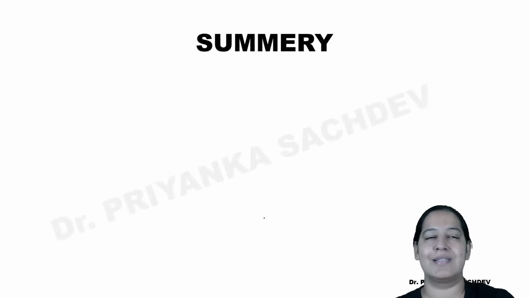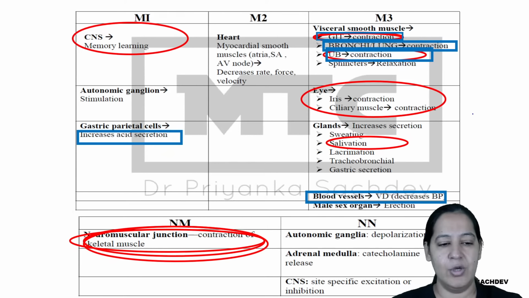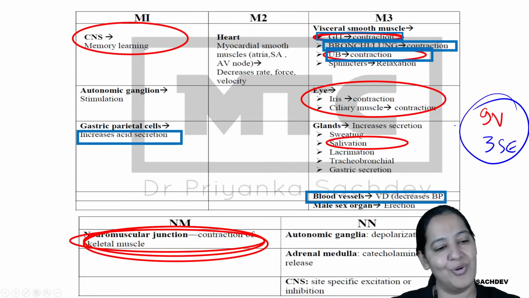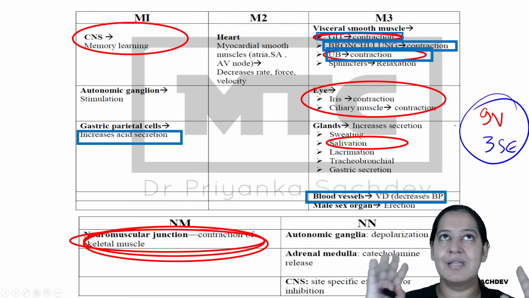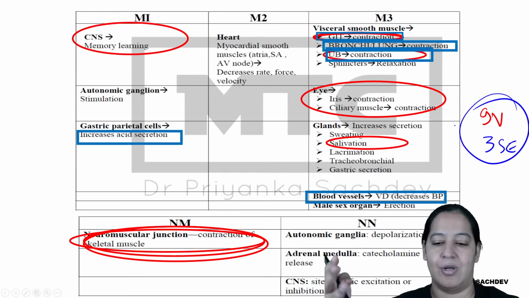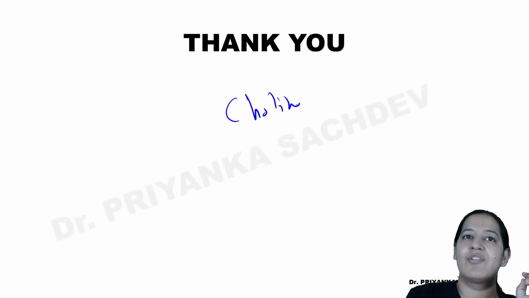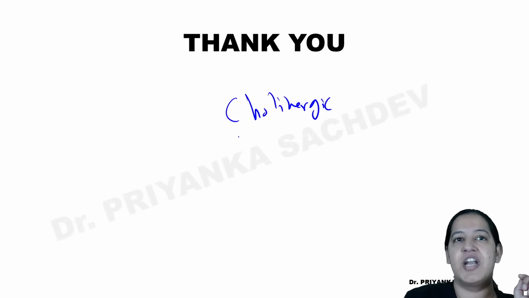So that is the summary. You know the 9 uses marked in red color and the 3 side effects marked in blue color. So you know the side effects and uses. This is how I will teach you the next 3 chapters also. This is the first chapter. Thank you very much. I have finished cholinergic drugs. If you have any doubt, write down in the chat box.